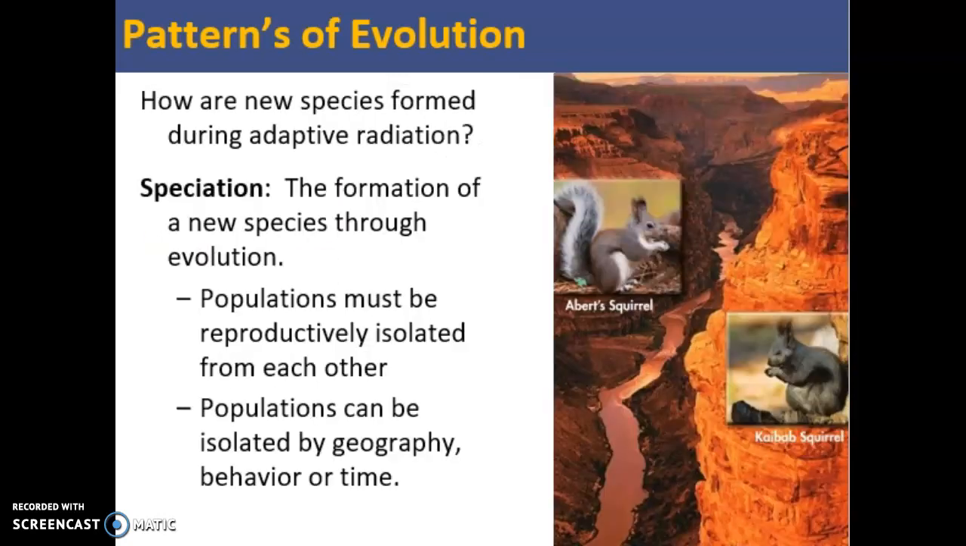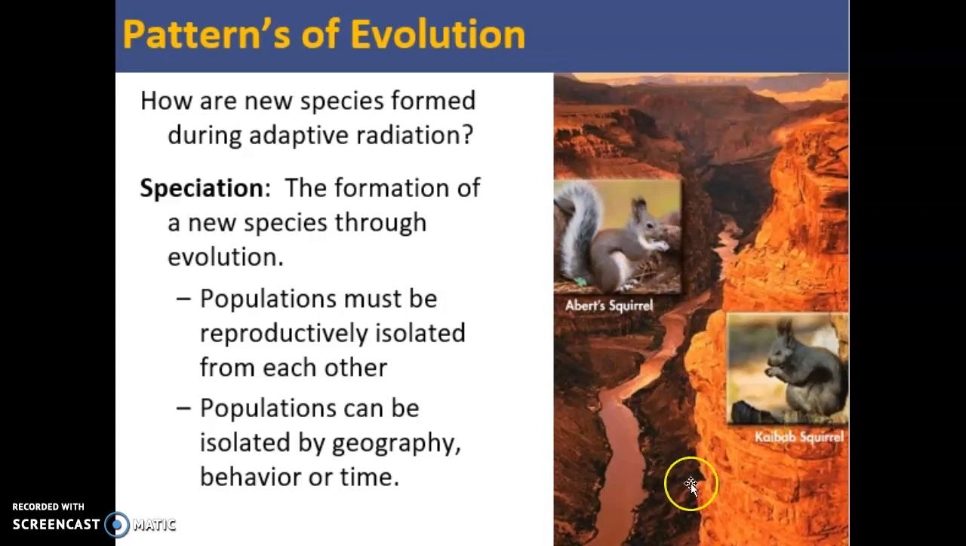So, the chimpanzees and bonobos splitting apart is an example of speciation, right? So speciation is just the formation of a new species. Right? In order for speciation to occur, one of the populations must be reproductively isolated from each other. So this isolation can occur by geography, like we saw with the chimps and the bonobos. They were separated by the Congo River. In this diagram, we see that the Albert squirrel and the Kaibab squirrel are separated by this large canyon.